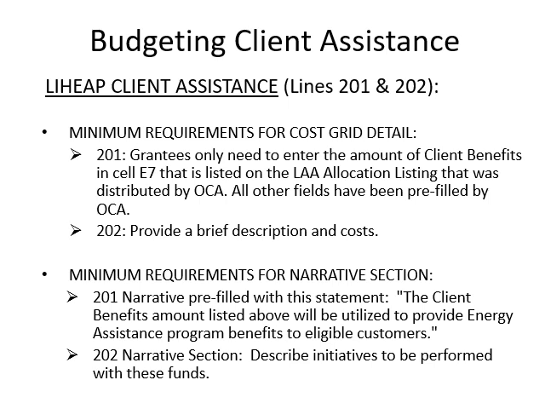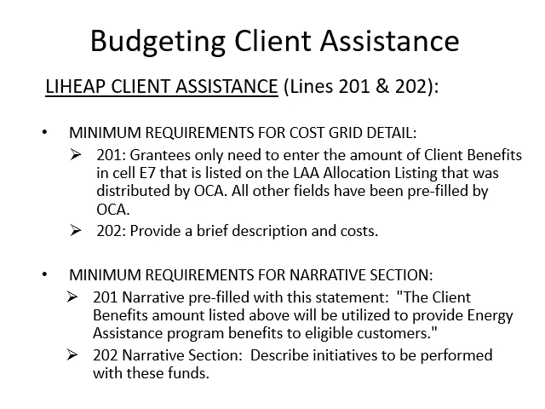For the LIHEAP client assistance line items, here are the minimum requirements for the cost grid detail. For line 201, the grantee only needs to enter the amount of client benefits in cell E7, and you would find these on your LA allocation listing that was distributed by OCA. All the other fields have been pre-filled by OCA. As far as line item 202, which is Assurance 16, you need to provide a brief description and the costs that you plan to incur for those Assurance 16 activities.